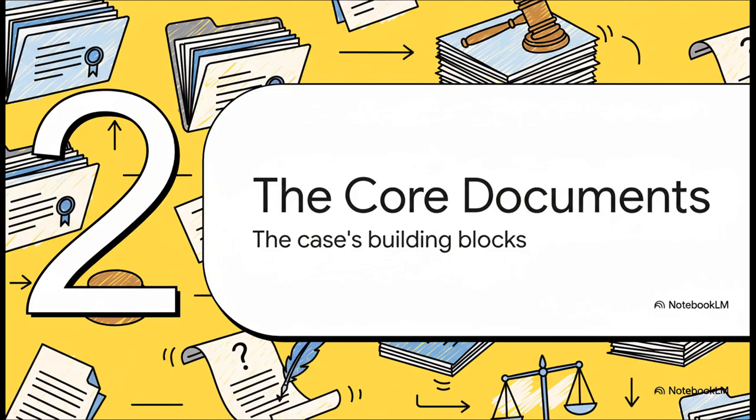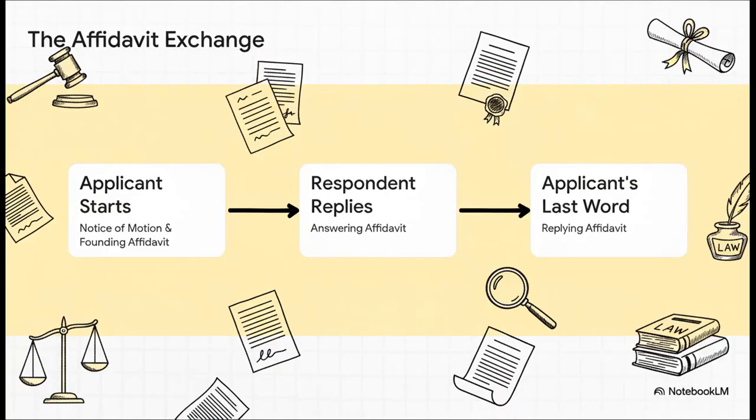Okay, so how do you actually build one of these paper lawsuits? That brings us right to Section 2, the core documents. And you should really think of these as the literal building blocks that form the entire foundation of the case. The process is basically a very structured, written conversation. First, the applicant gets the ball rolling.